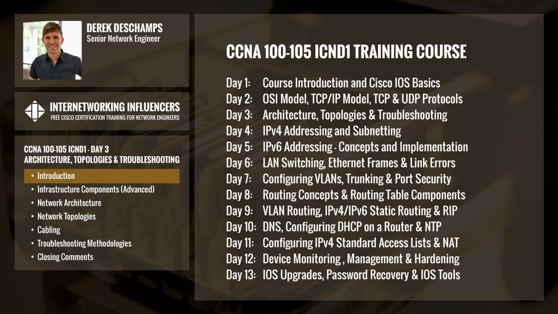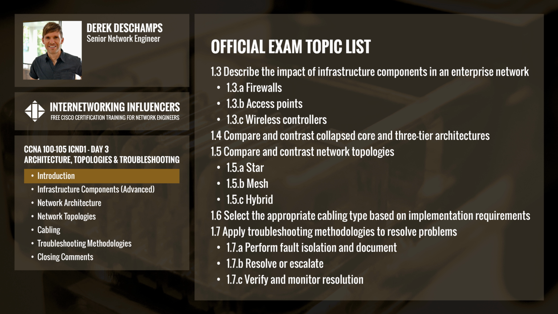The Internetworking Influencers CCNA 100-105 ICND1 training course is comprised of 13 videos, each focusing directly on a set of specific items on Cisco's official exam topic list. Today's episode will cover item 1.3, describe the impact of infrastructure components in an enterprise network, including firewalls, access points, and wireless controllers. Item 1.4, compare and contrast collapsed core and 3-tier architectures.